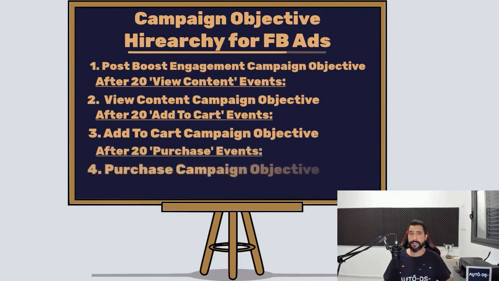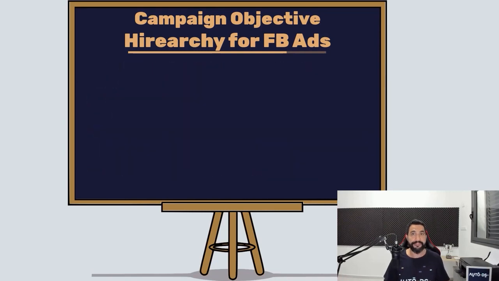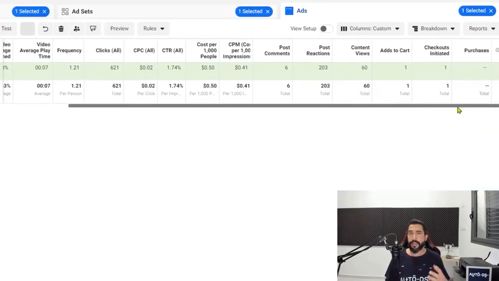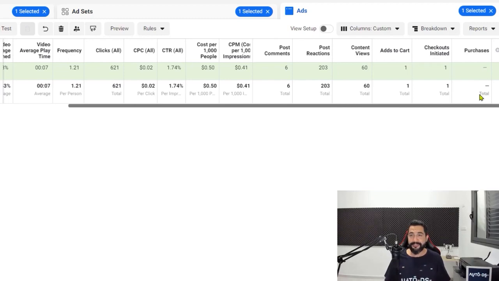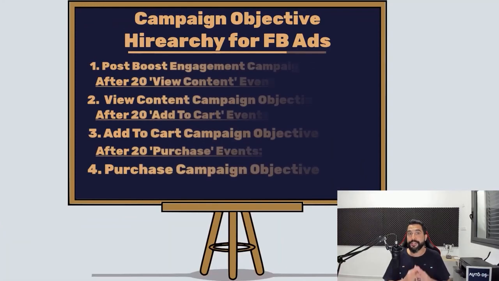Facebook is going to give you audience that will click on your ad and view the content of the product on your website. Once you get a lot of view contents, you'll see that naturally your add to carts will start increasing more and more. And once you have 20 add to carts, then you can create an add to cart campaign objective. Once you create an add to cart campaign objective, you will start to see that Facebook is giving you a lot of people that are adding your product to their carts, and some of those people will start to check out and purchase your product. The next step after that is once you get at least 20 purchases, then you can create a purchase campaign.